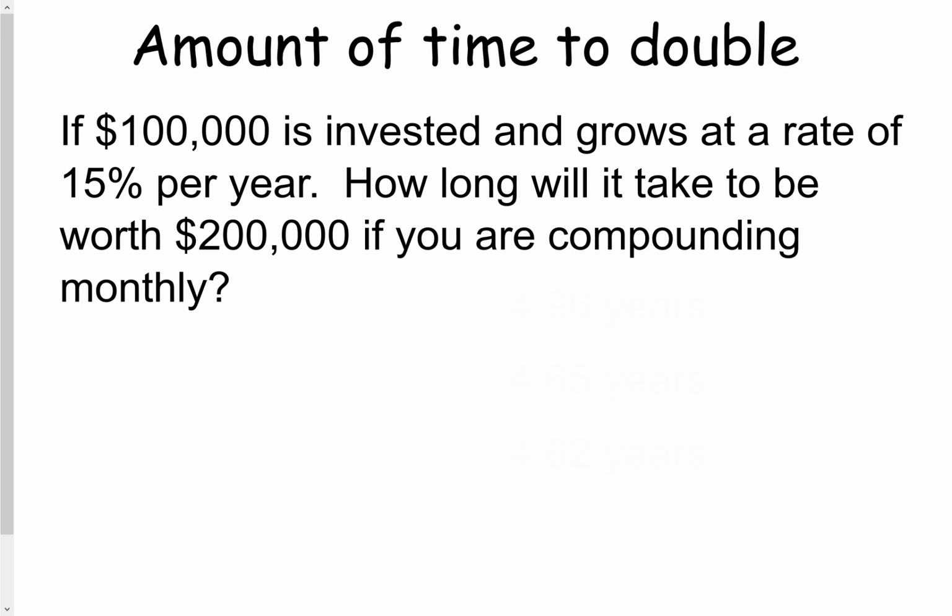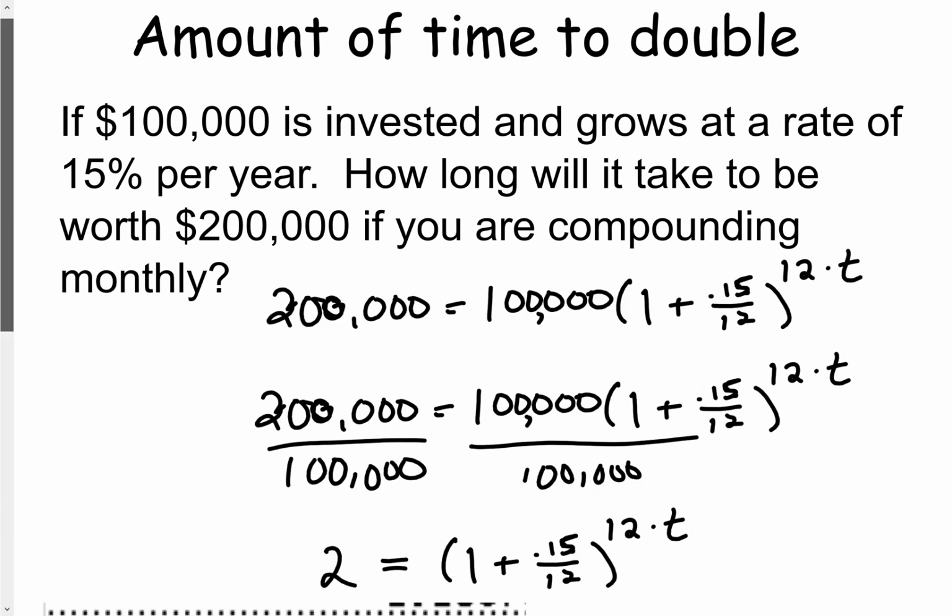It says if $100,000 is invested and grows at a rate of 15% each year, how long will it take to be worth $200,000 if you're compounding monthly? Okay, so this is a bit of a challenge problem. You could do it algebraically or graphically.